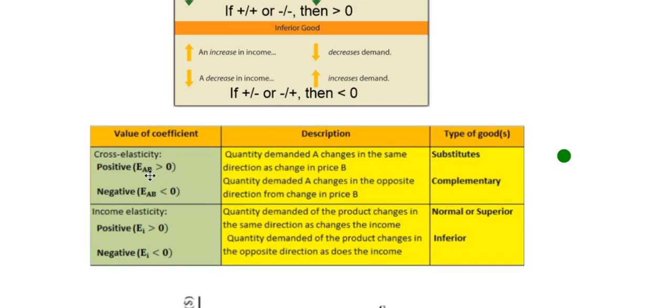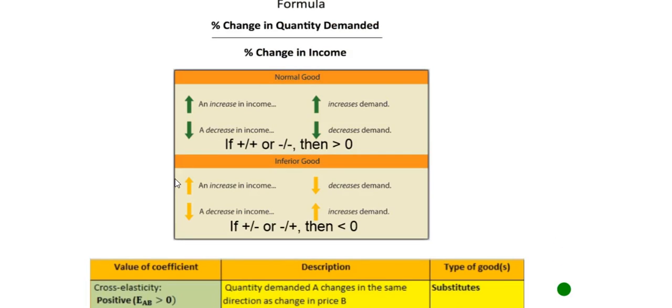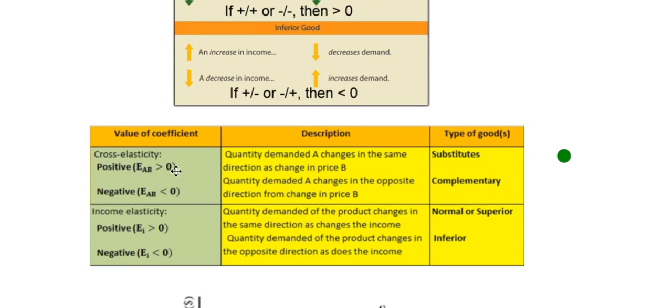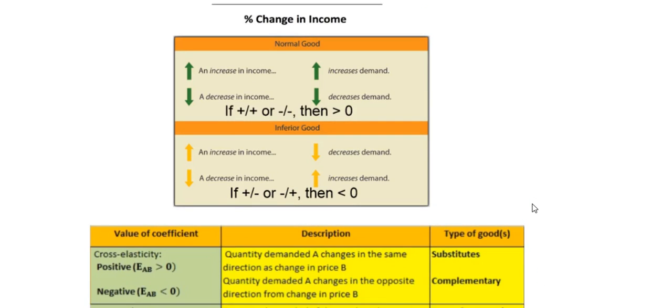In terms of cross price, this chart right here shows you cross price elasticity and income elasticity. You need to be very, very fluent with all of these in terms of determining if goods are substitutes or complementary, or normal or inferior. Okay, I think that about does it for problem 5.